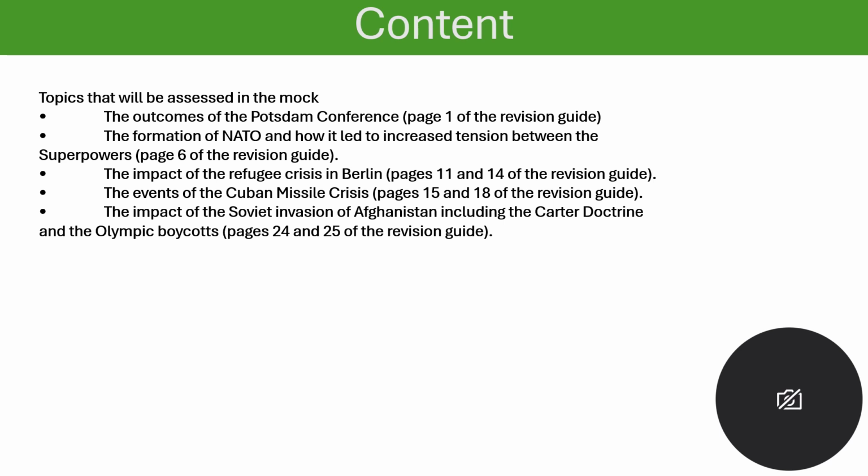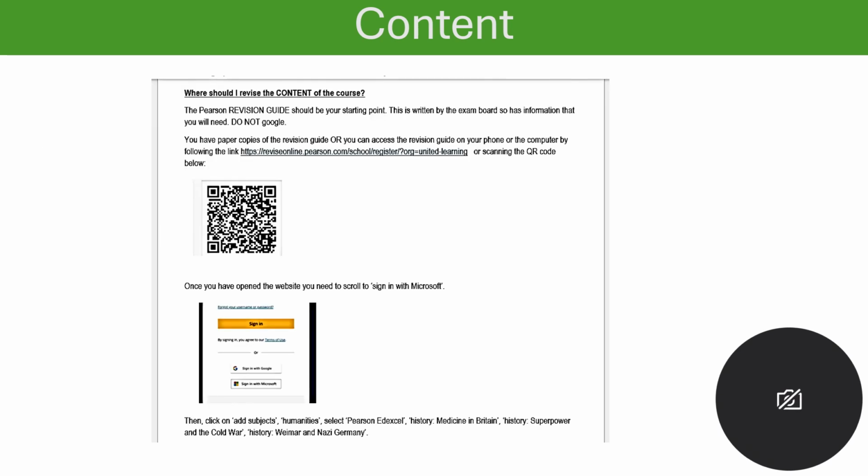If you're not sure where to find that content, on the screen in front of you, you've got the relevant pages of the revision guide. And on the next slide, I'll show you how you can log into your revision guide if you have forgotten or lost the paper copy. So this is the page that was in your preparation for mocks revision booklet. There's a QR code that you can scan, which will take you straight to Pearson Revise online, and you're going to log in with Microsoft. And if you click that button, it will take you in using your school credentials, which means you'll be able to access all of the units.